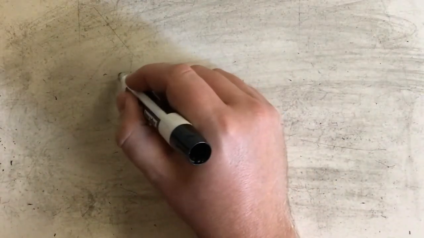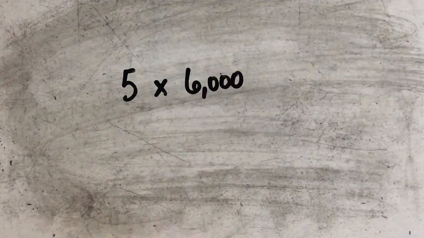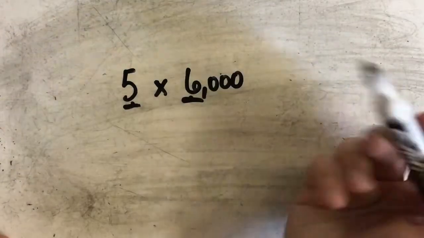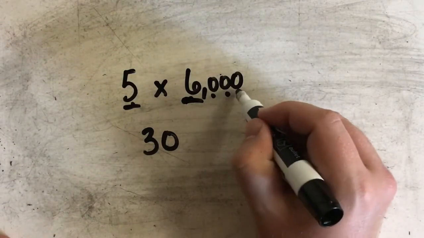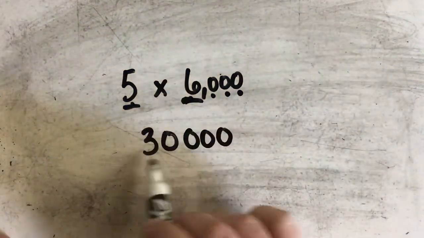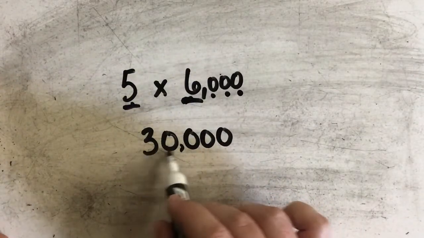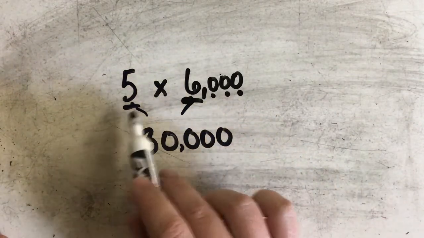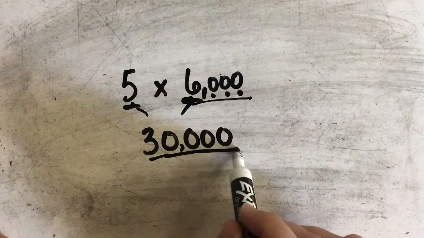Let's do 5 times 6,000. Again, pulling just my basic fact, 5 times 6 gives me 30. Then I need to add an additional 1, 2, 3 zeros. And you'll notice these zeros don't equal the zeros up here, but that's because there was a 0 included from my basic fact of 5 times 6. So 5 times 6 is 30. 5 times 6,000 is 30,000.